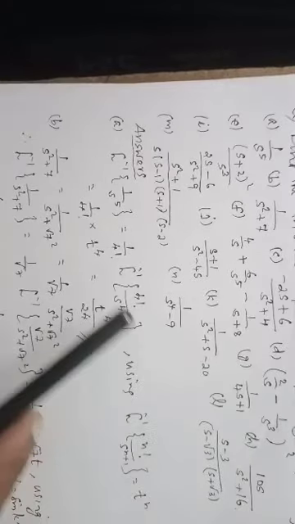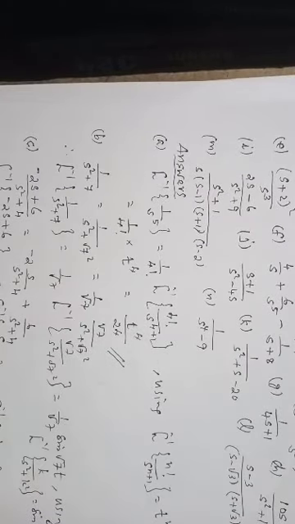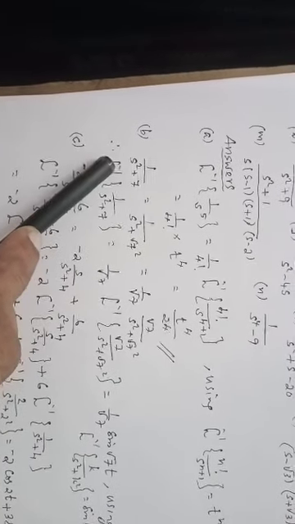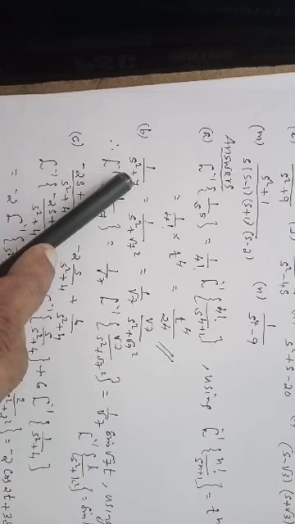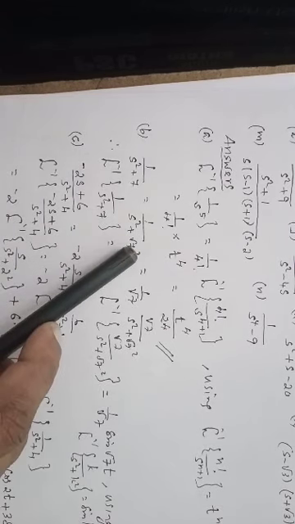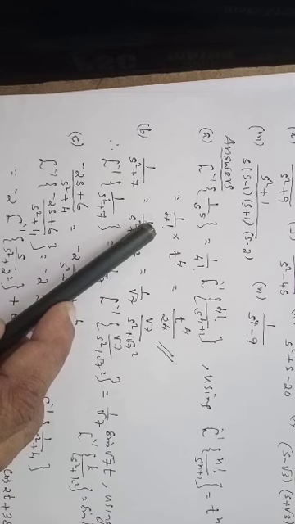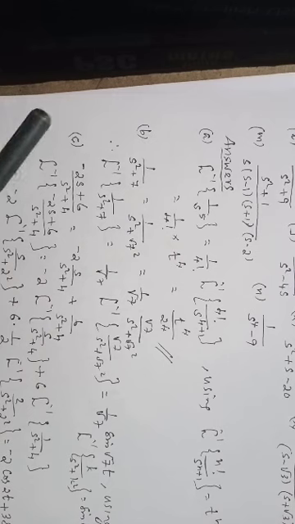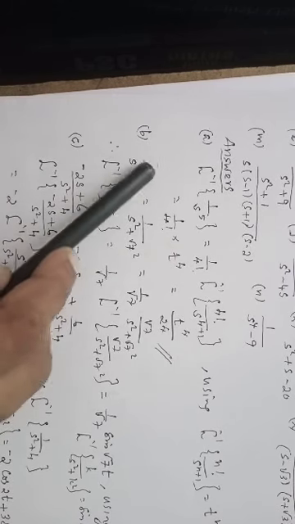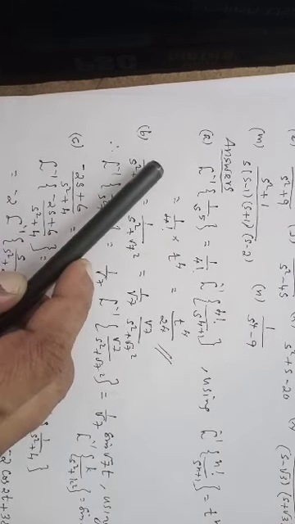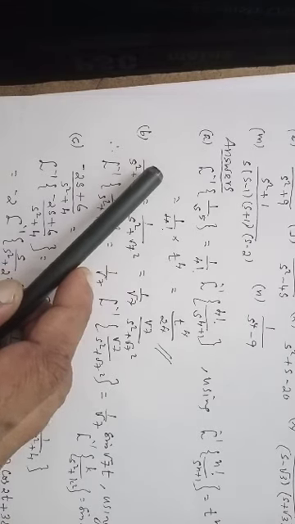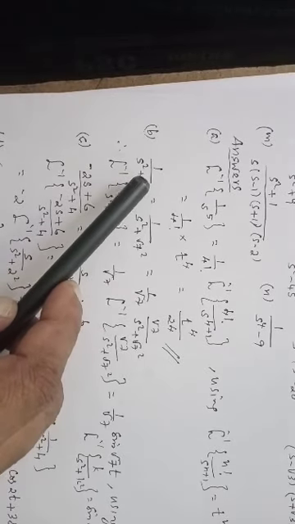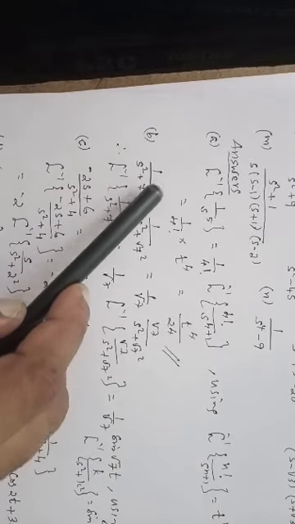And in some other problems, L inverse of 1 by s square plus 7. This is the s square plus k square denominator. You can write s square plus root 7 whole square. And the numerator also should be k by s square plus k square, then only its inverse is sin kt. If there is no s in the numerator, then its inverse is sin kt. If there is an s, then its inverse will be cos kt. So the inverse will be sin kt.